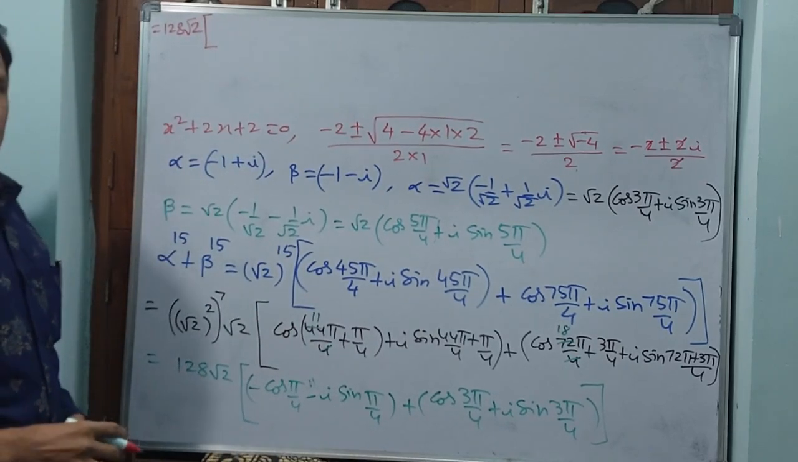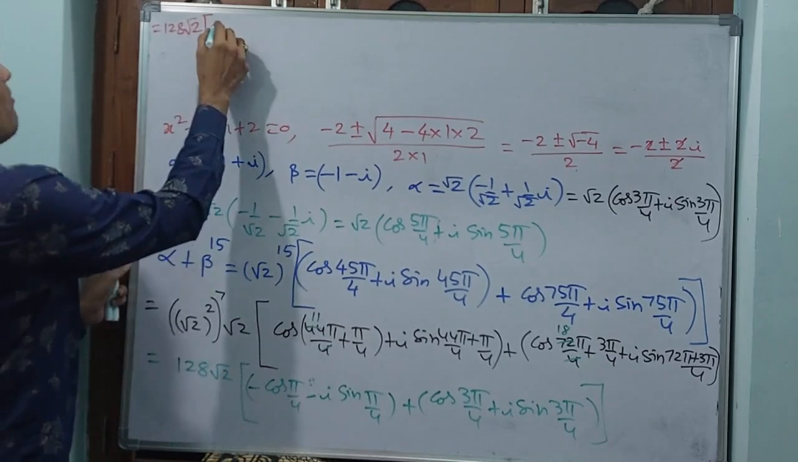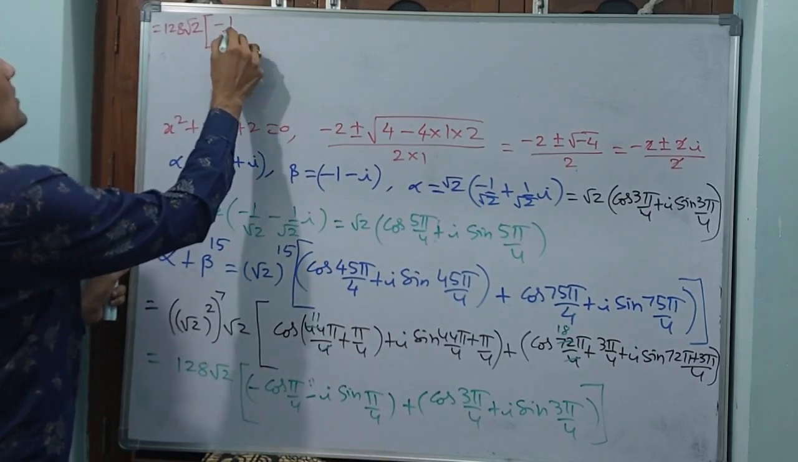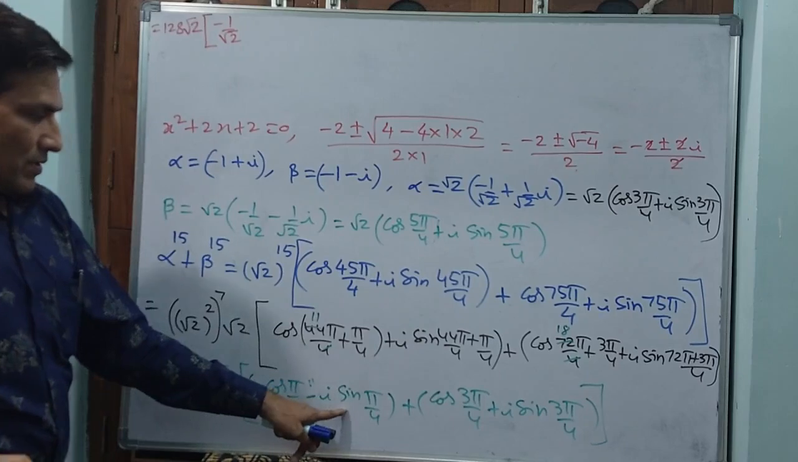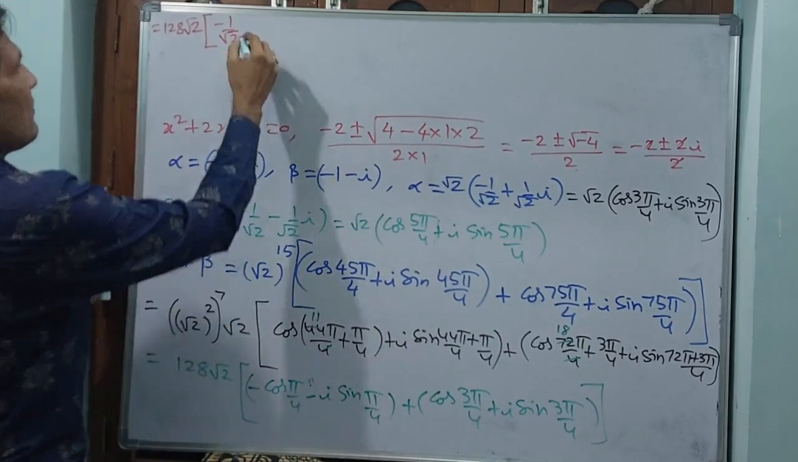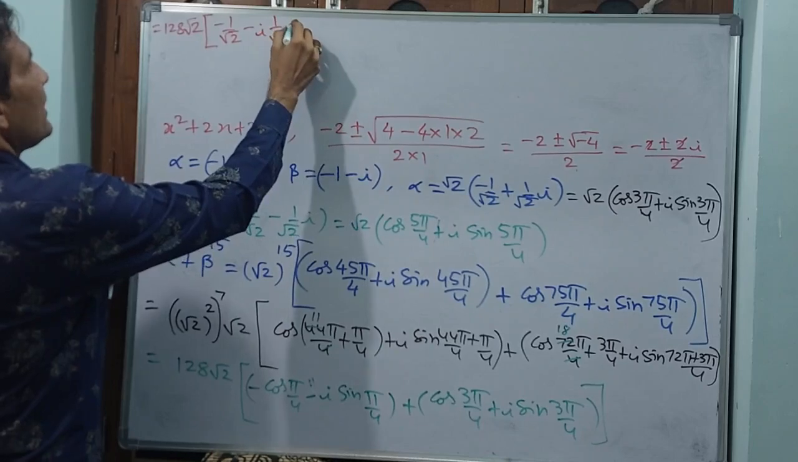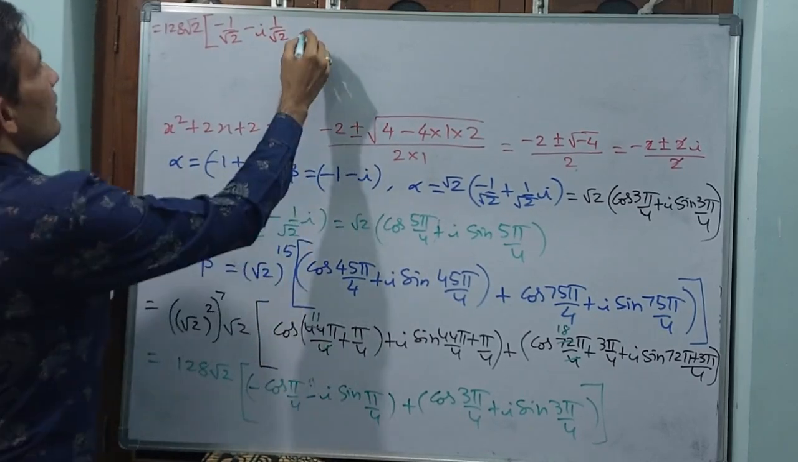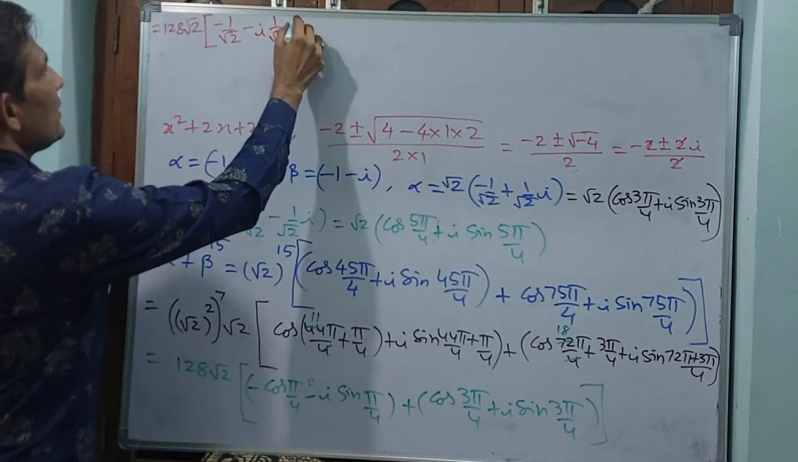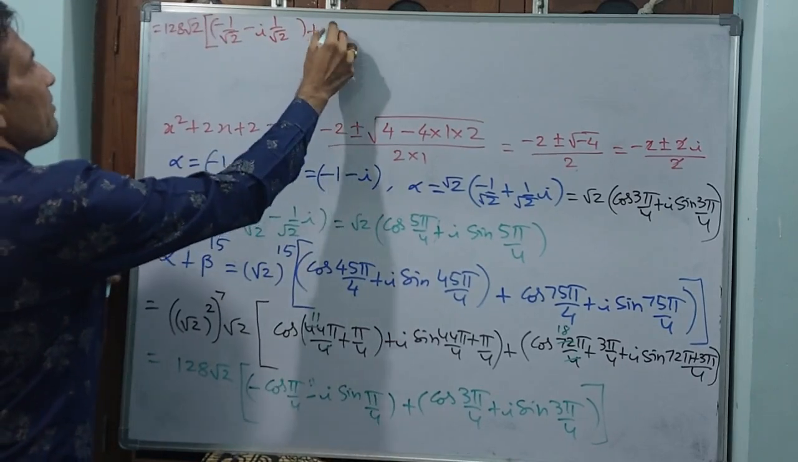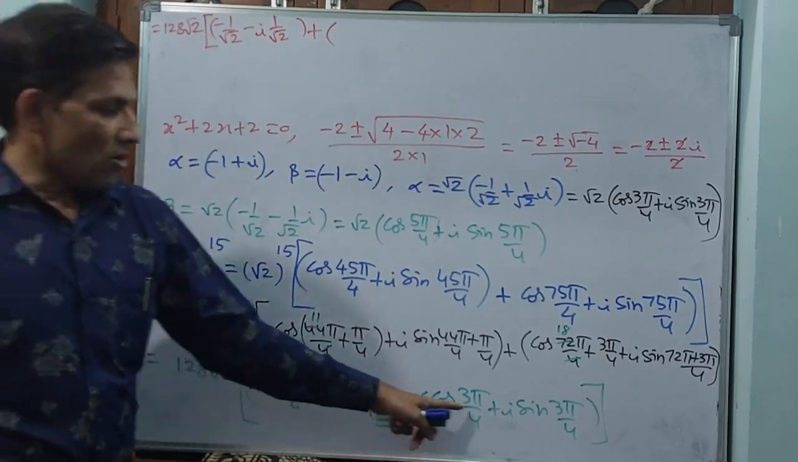Cos pi by 4 is 1 by root 2, so minus 1 by root 2. Write down minus 1 by root 2. i sin pi by 4, same, minus i 1 by root 2. Okay. Put some parenthesis, plus cos 3 pi by 4.